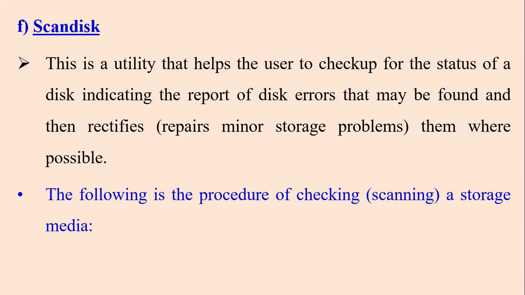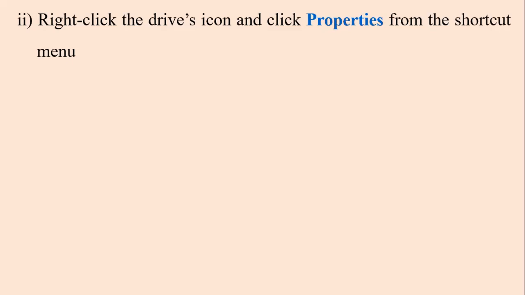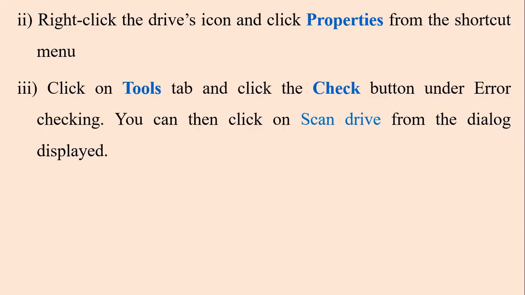The following is the procedure that you can use to check or scan your storage media for errors. Number one, double-click on My Computer icon or This PC icon. Secondly, right-click on the icon of the drive of your interest, and click Properties from the shortcut menu. Then click on Tools tab and click the Check button under Error Checking. You can then click on Scan Drive from the dialog displayed.